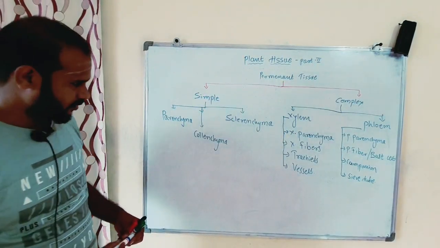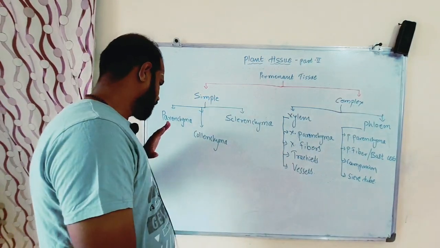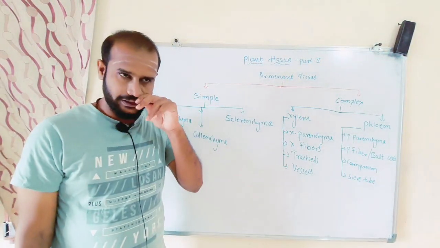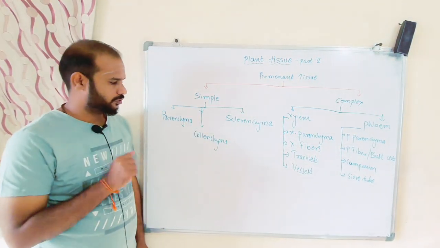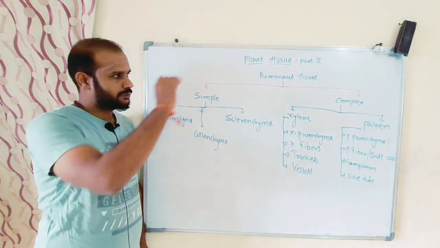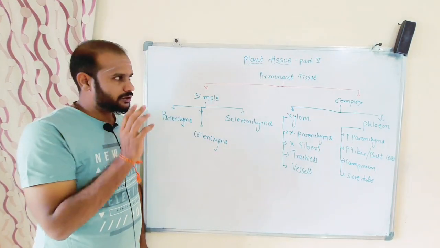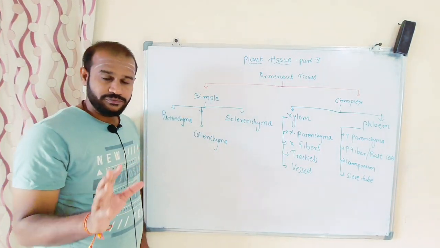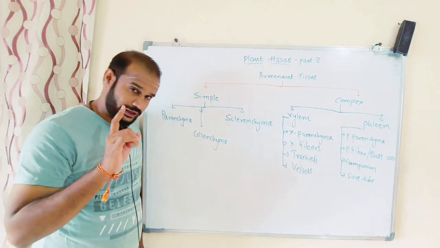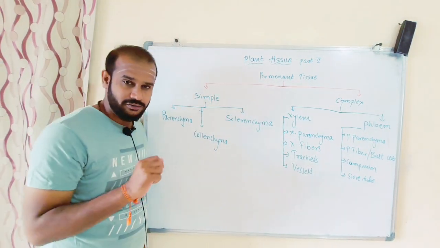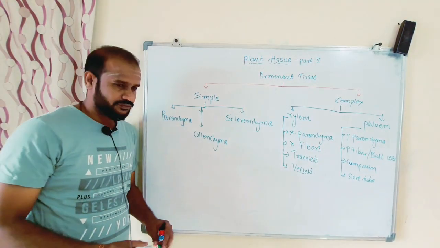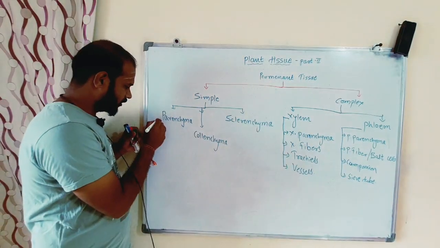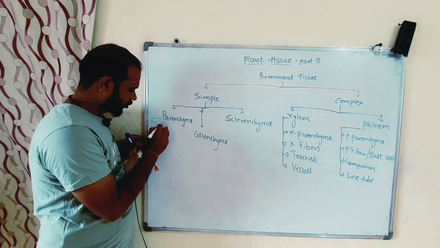Alright. Now we will study the parenchyma. What is meant by parenchyma and what is the role of simple parenchyma permanent tissue? Permanent means they are non-dividing tissue. They never divide. They can divide, but only whenever it is necessary. So parenchyma itself in name, they contain chlorophyll.